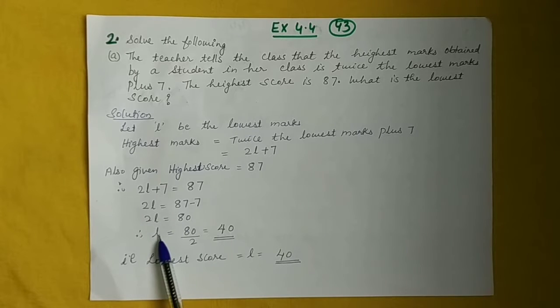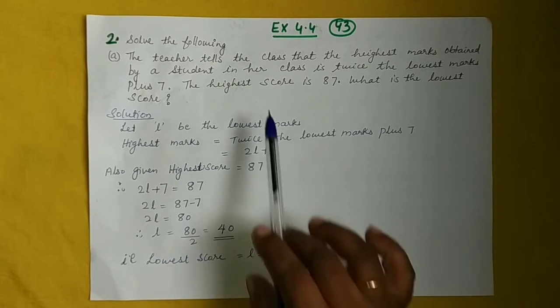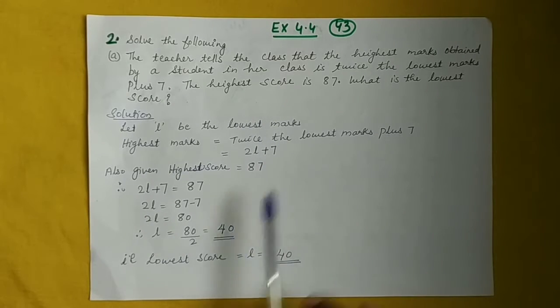Now we need the variable alone. So L is what? Here it is multiplied. We are sending 2 from LHS to RHS. So it will divide. Okay. So 80 by 2 is 40. That means L's value is 40. What is L? Lowest score. That is only our question. What is the lowest score? Lowest score is L, which is equivalent to 40.